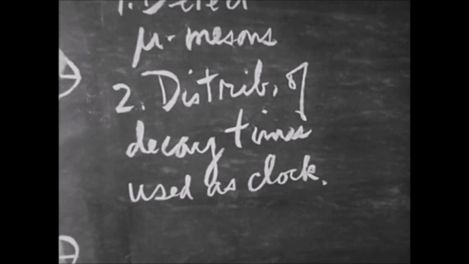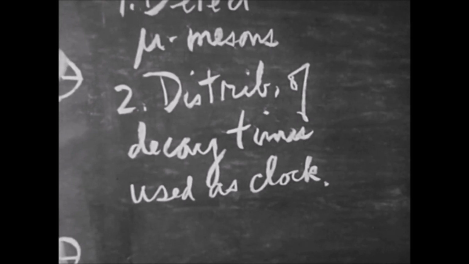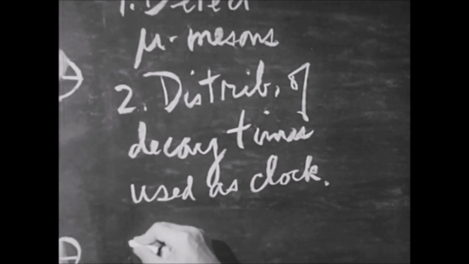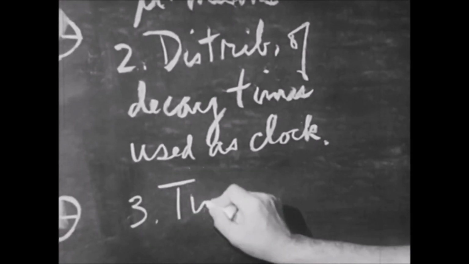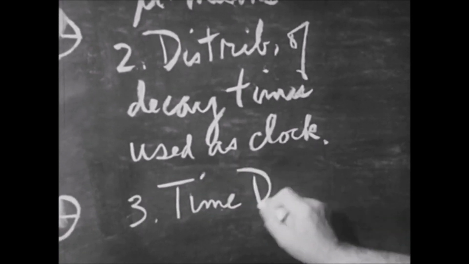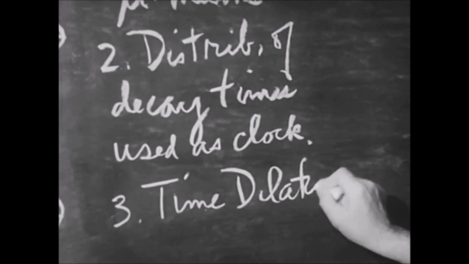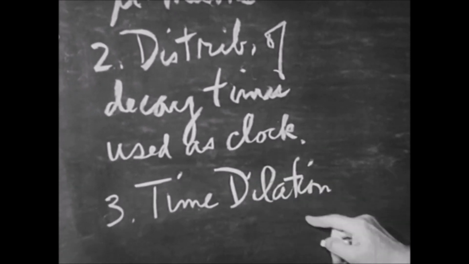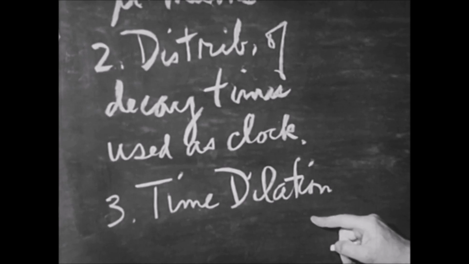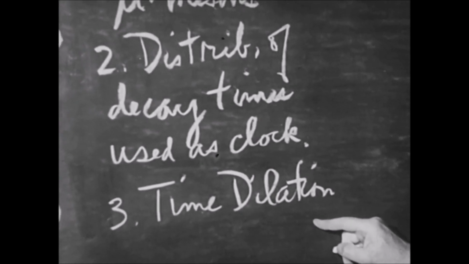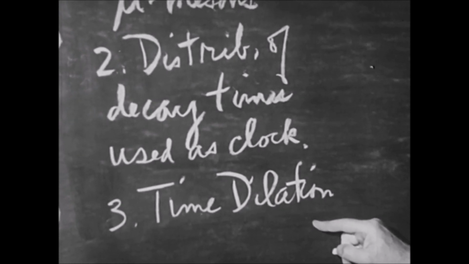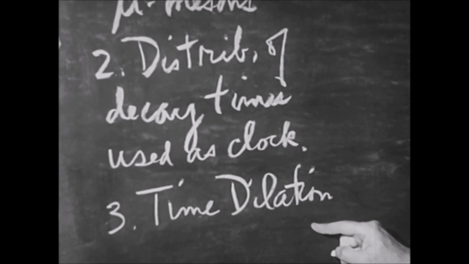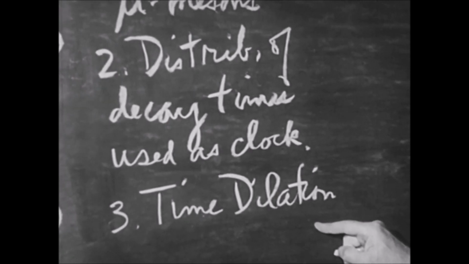Finally, we'll use these meson decay clocks to measure time dilation. We'll compare 2 measurements of a time interval, the measurement by mesons going at high speeds with respect to us, and the measurement by mesons at rest with respect to us.